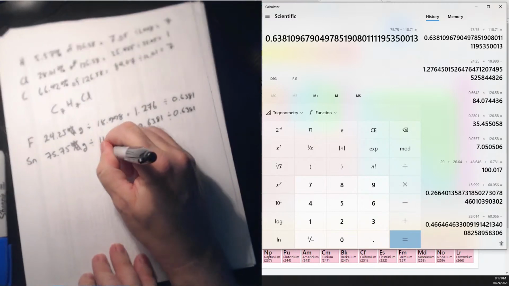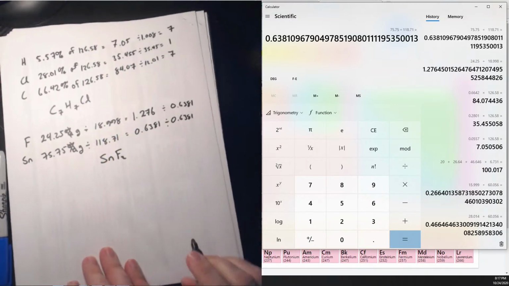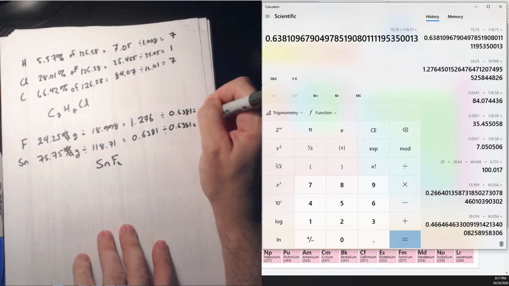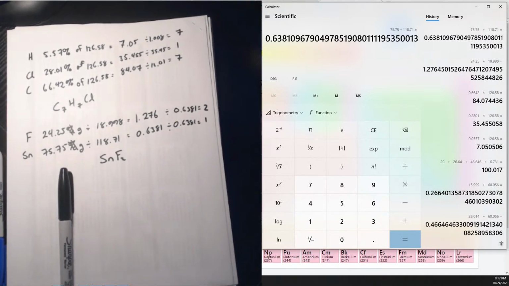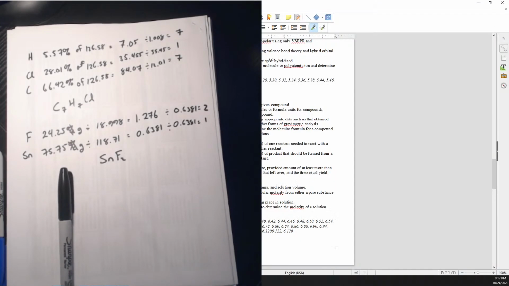So that means that this is SnF2, because barring rounding errors, it's a 1-to-2 ratio. So these problems aren't particularly difficult. It's just math, math, math. Okay. So next up is 90.